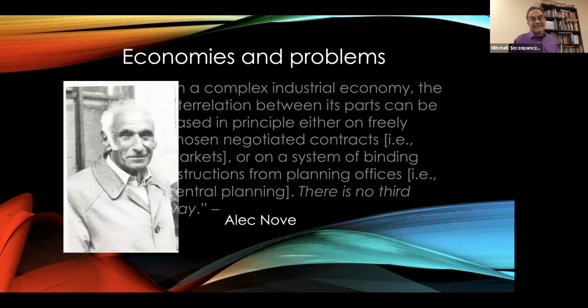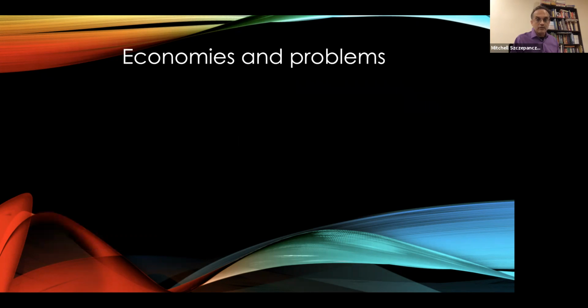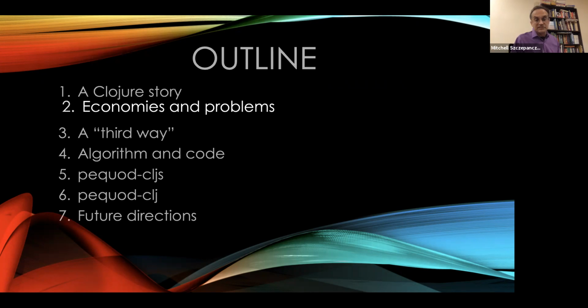writings of Alec Nove in 1983 where he said the following: in a complex industrial economy, the interrelation between its parts can be based in principle either on freely negotiated contracts, that is markets, or on a system of binding instructions from planning offices, that is central planning. There is no third way. He laid the gauntlet down in no uncertain terms, summarizing the received opinion across the political spectrum and among theorists of all stripes, that you had to pick either of these systems, markets or central planning, command planning. There is no third way. Until there was.